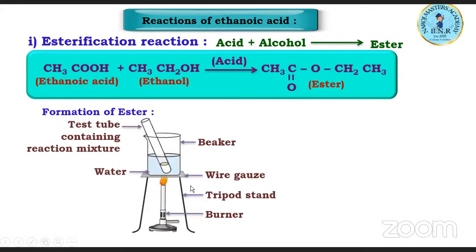We have a Bunsen burner, a tripod stand, and this is the wire gauze, and this is water here, and a beaker, with a test tube containing the reaction mixture. Which reaction mixture? Ethanoic acid and ethanol. So we are doing this reaction in the presence of acid here, and heating. Burning means heat energy.